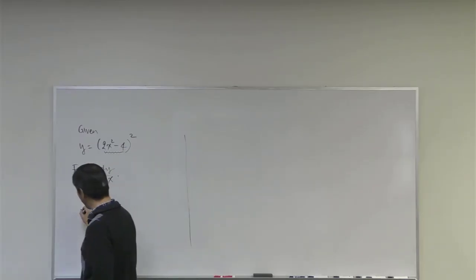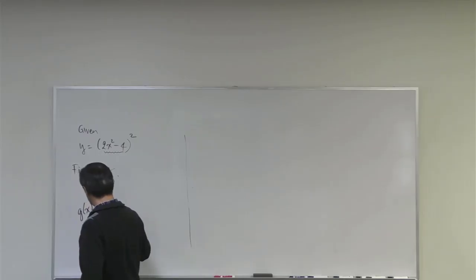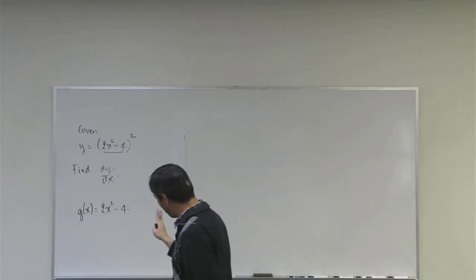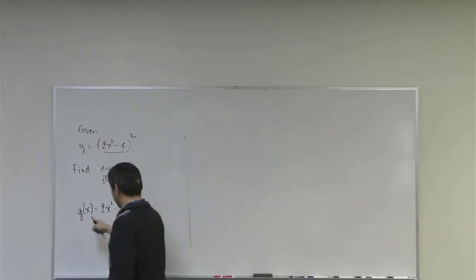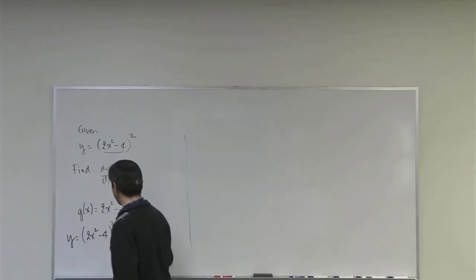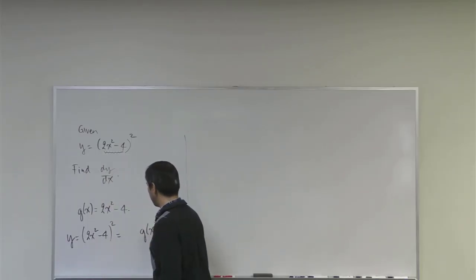So why don't we define separately a function g of x here? Just 2x squared minus 4. You guys following? Just 2x squared minus 4. I see that as some function g of x. So the whole setup right here, the entire y equals 2x squared minus 4 all squared, can be understood as the g of x, right? And then being squared again. See what I'm saying now?